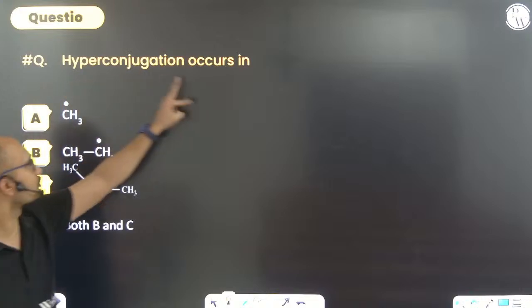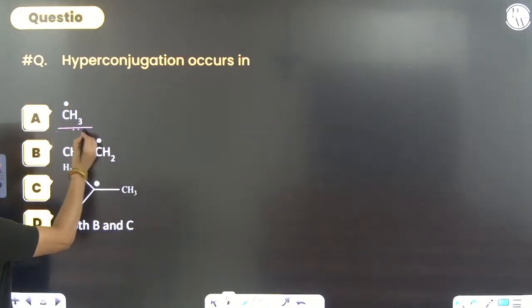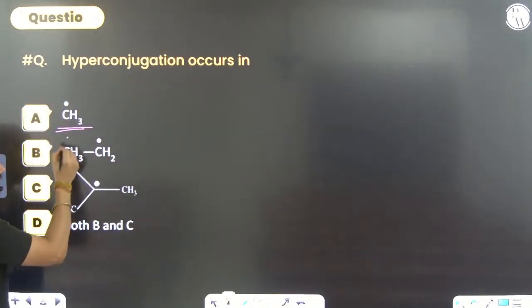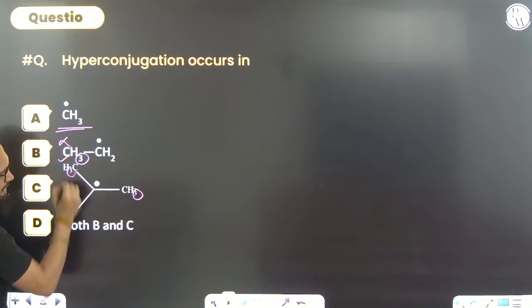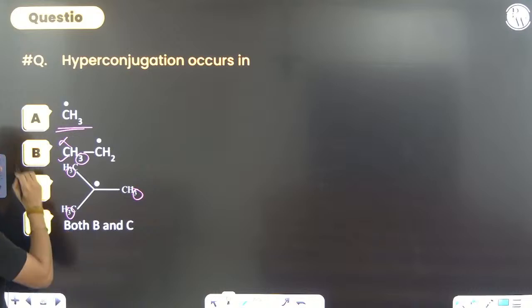Next, hyperconjugation occurs in. Is there any? No, because there is no alpha carbon. Is there an alpha carbon? Yes, alpha hydrogens are there. Can you see how many alpha hydrogens there are? 9 alpha hydrogens. So B and C both are there. So option D will be the correct option.